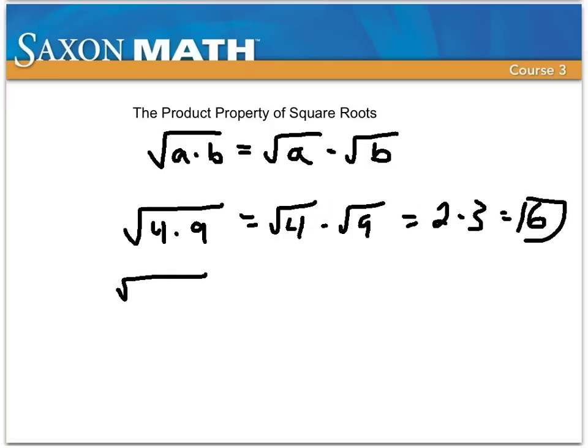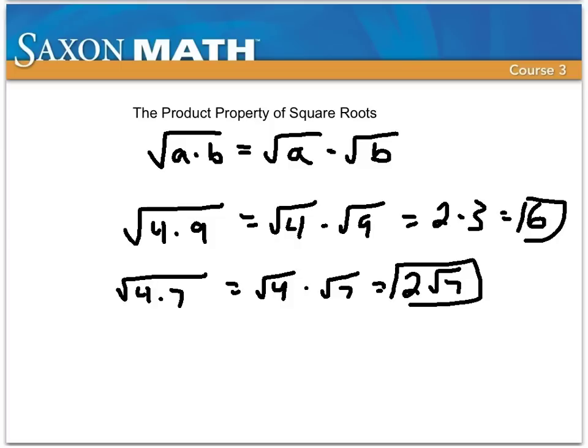The square root of, let's say, 4 times 7. That equals the square root of 4 times the square root of 7. Well, I know the square root of 4, that's 2. I don't know the square root of 7, so I'm just going to say this is 2 times the square root of 7, because I don't know what this one is. Okay, and it can't be broken down anymore. It's got no numbers in here that are perfect squares.